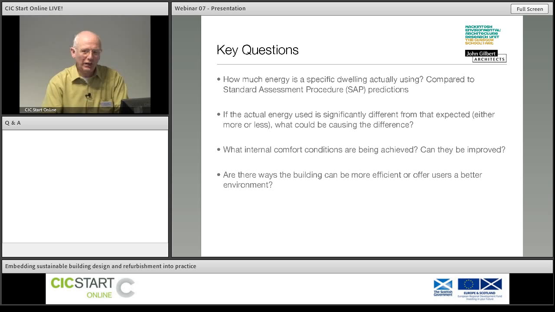Key questions: how much energy is a specific dwelling actually going to use? Comparing the standard assessment procedure against the actual income, or the money that's spent on the house. If it's significantly different, you know, what's causing that difference? Is it to do with the fabric, use of the system, or behavioral aspects? What internal comfort conditions are being achieved? Can they be improved? Are there ways the building can be more efficient or offer other uses a better environment?